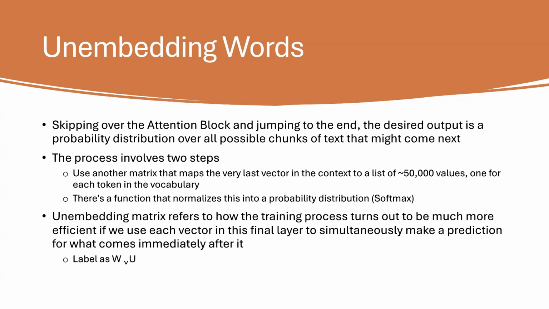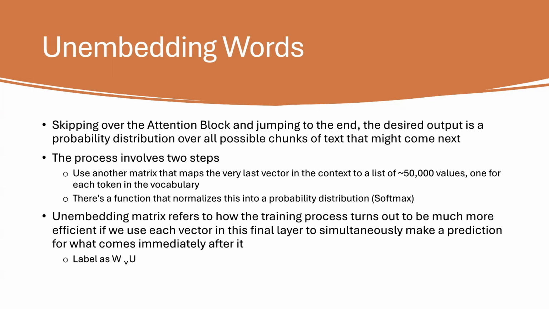But for now, let's continue towards what happens towards the end of the transformation. Now, the desired outcome is the probability distribution over all possible chunks of text that might come next. The process involves two steps. Using our matrix that maps the very last vector in the context to a list of, let's say, roughly 50,000 values, one for each token in the vocabulary. There's a function that normalizes this into a probability distribution, which is softmax, which we had discussed earlier in the video.